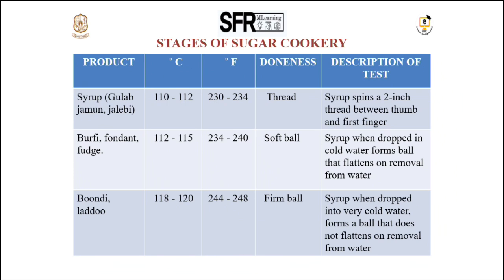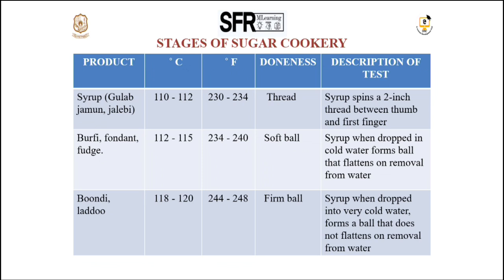The second one is 112 to 115 degrees Celsius, which is useful for making burfis, fondant and fudges, and is known as the soft ball stage. In this soft ball stage, when we take the syrup and drop it in cold water, it forms a ball and has a flattened shape after we remove it from the water.